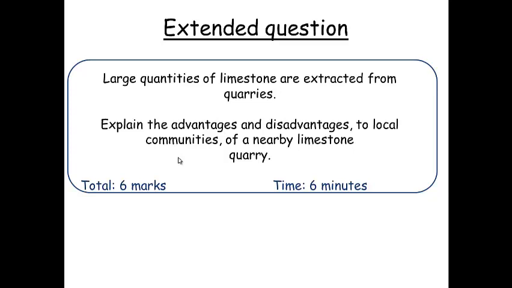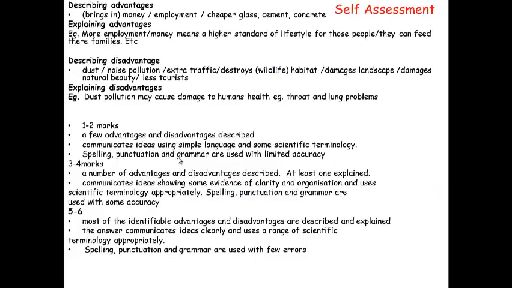Right, let's have a look at a model answer. So self-assessment. Describing advantages, this brings in money and employment. You get cheaper glass, cement and concrete. And you need to explain these. So more employment, more money means a higher standard of lifestyle for those people, and they can feed their families, etc.